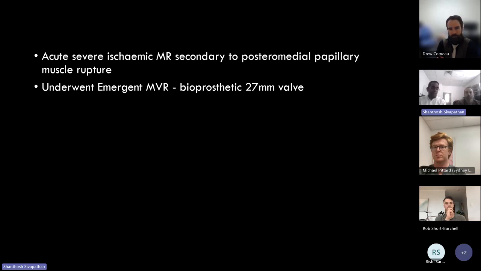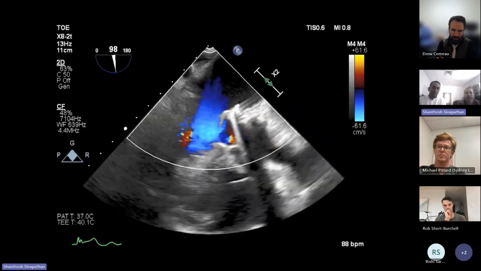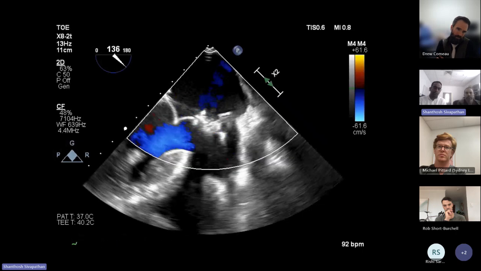They underwent an emergent mitral valve replacement, and a bioprosthetic valve was inserted. And this is the pap muscle that they removed at the time of surgery. You can see there's a lot of red bits there, and it looks quite hemorrhagic and ischemic looking. So it's not natural. This is an acute event. This is some post-surgery pictures there.